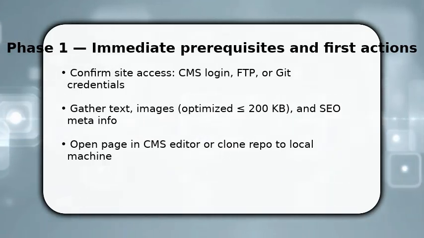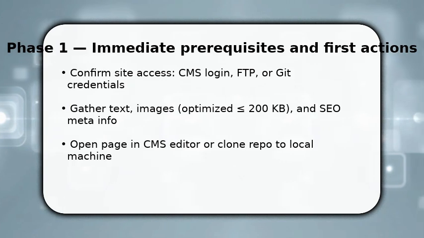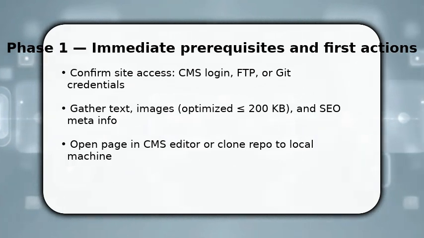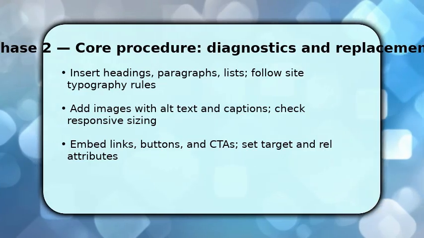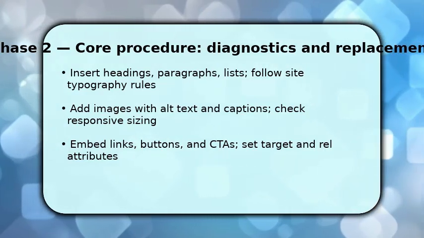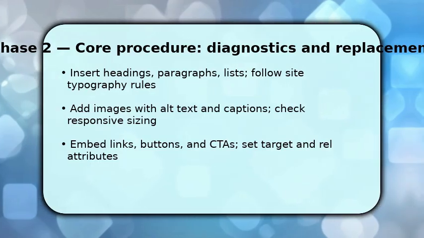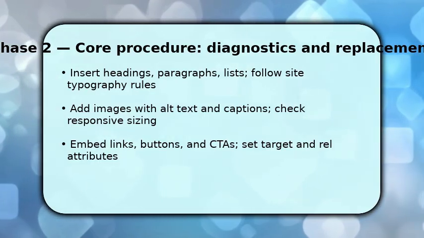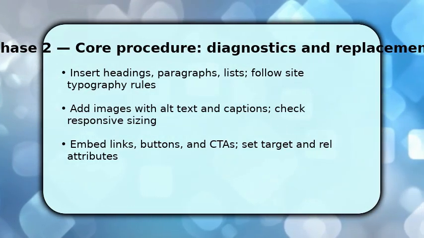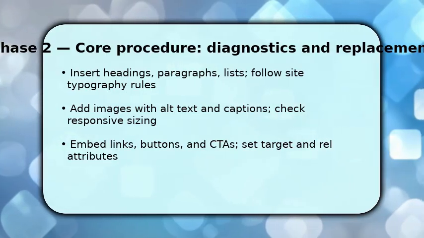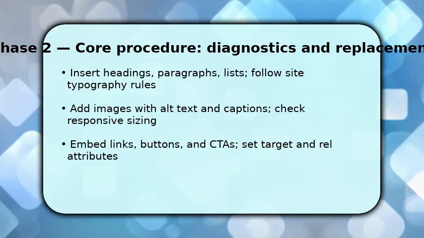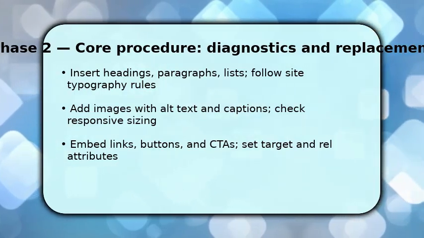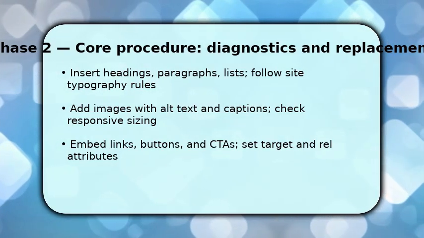You now place and format the content, focusing on readability and semantics. Use H1-H3 for hierarchy so search engines and users scan easily, then write concise paragraphs and bullet lists. Next, add images with descriptive alt text for accessibility and set responsive sizes so mobile layout stays clean. Once that's done, insert links and call to action buttons, defining where they go and whether they open in a new tab. Make sure to preview on desktop.